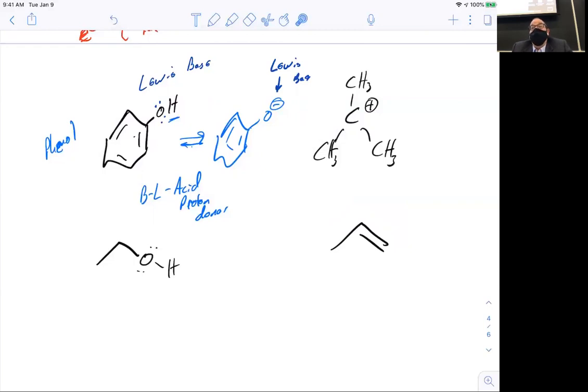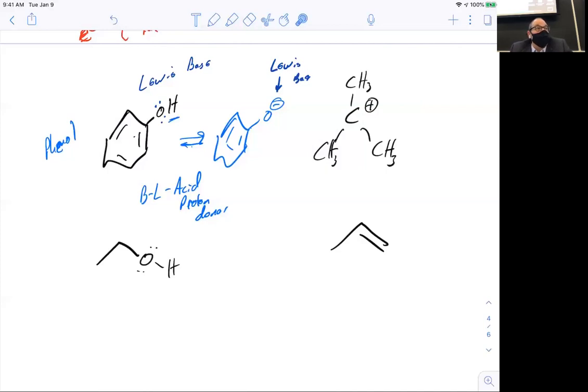If it is in a basic solution, it's going to behave as a Bronsted-Lowry acid. If it's in an acidic solution, it potentially would react as a Lewis base. Let's take time to think about that, because this is the point where it's going to get pretty complex pretty quick. How something behaves is often determined by what it's reacting with.